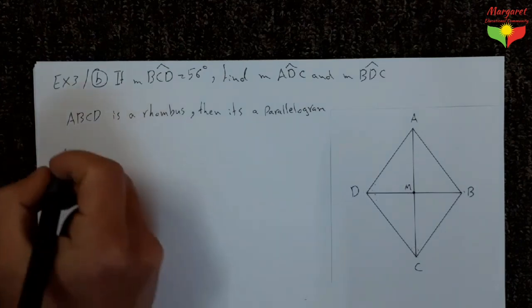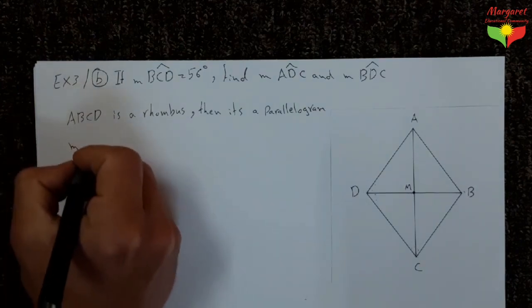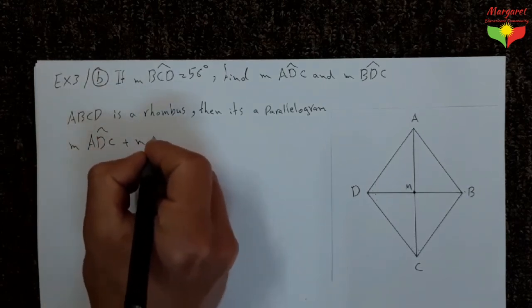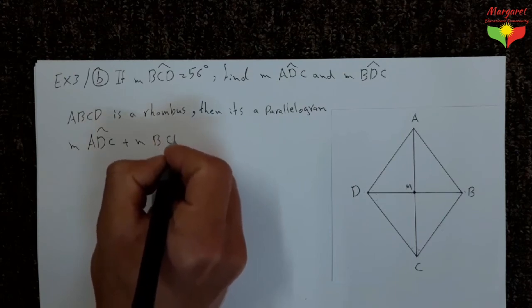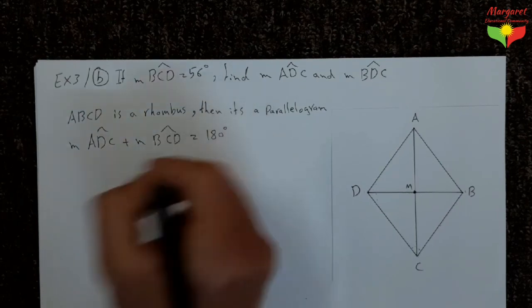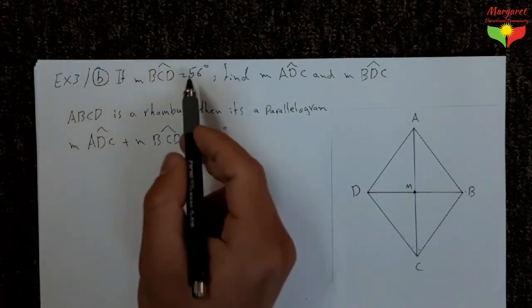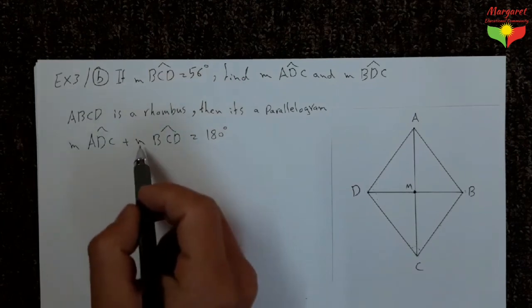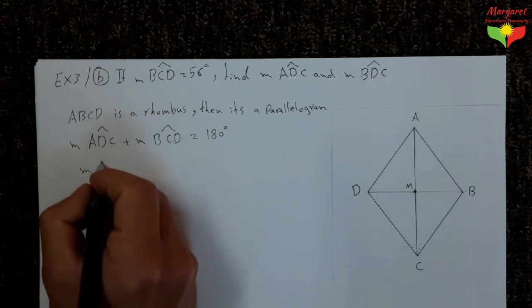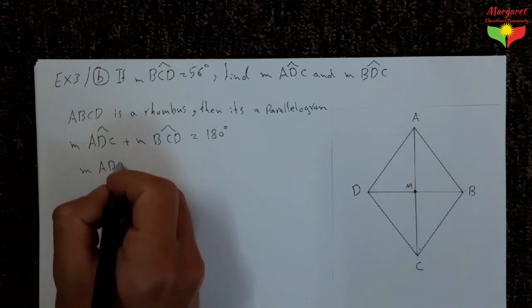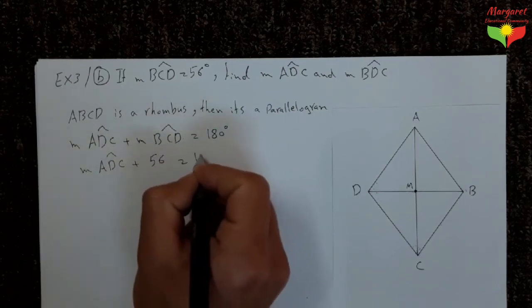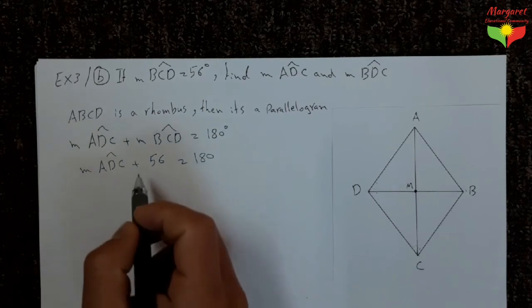So the sum of their measure equal to 180. So measure of angle ADC plus measure of angle BCD equal to 180 degree. Substitute 56 for measure of angle BCD. So we have measure of angle ADC plus 56 equal to 180. Move to other side with inverse operation.